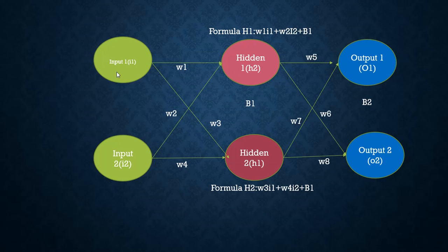If you see here, input one is connected to hidden one and hidden two. Also, input two is connected to hidden one and hidden two. The hidden layer outputs go to output one and output two. Also, hidden two is connected to output one and output two.